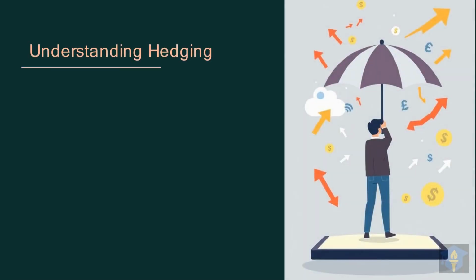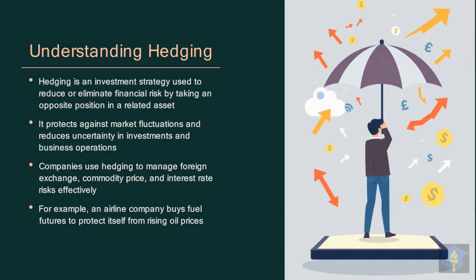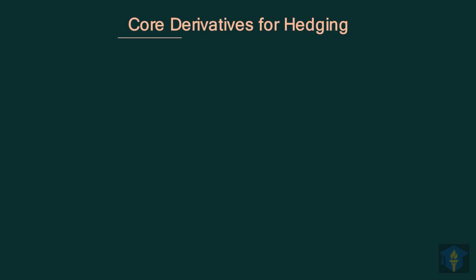Now, let's move on to understanding hedging, a powerful strategy for managing financial risk. Hedging is an investment strategy to reduce financial risk by taking an opposite position in a related asset, protecting against market fluctuations. Let's explore the core derivatives that are essential tools for effective hedging in financial markets.